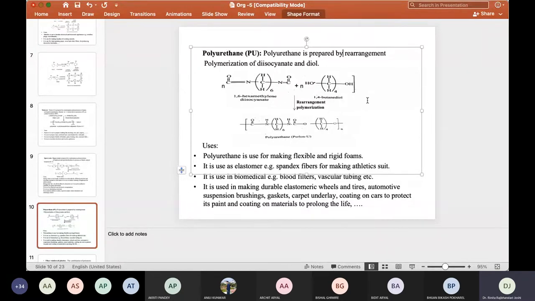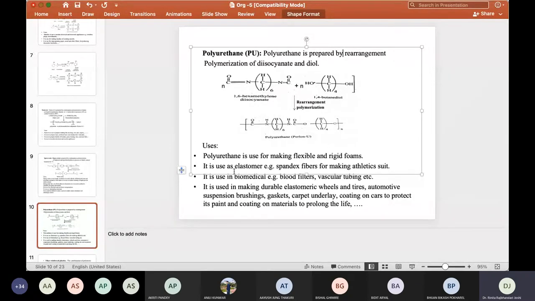The other reactions in these polymers that we have seen so far are addition or condensation, which you are familiar with. In addition you are mostly familiar. In condensation, bakelite is a good example of condensation polymers, as well as nylon, as well as the epoxy resin. And here is the polyurethane that is formed by rearrangement reaction.